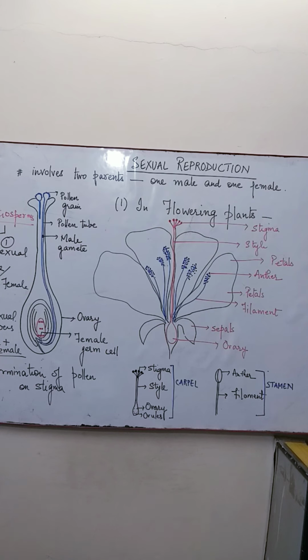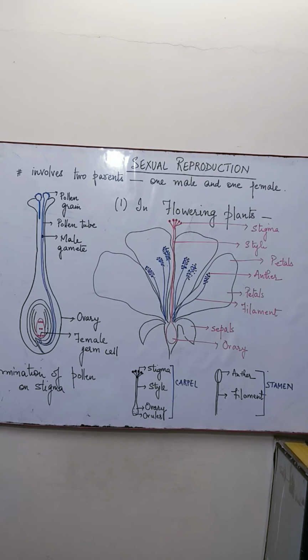Now, coming to the structure. Most of the organisms that show sexual reproduction also show dimorphism. Dimorphism means the male and the female can be easily differentiated because they are structurally different. For example, human beings show sexual dimorphism. Most of the organisms that show sexual reproduction are sexually dimorphic in structure.